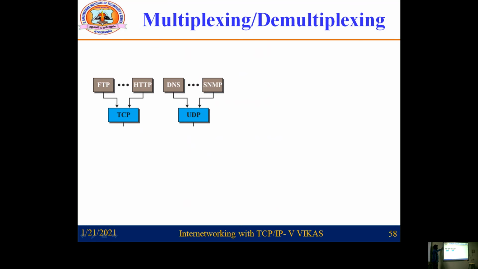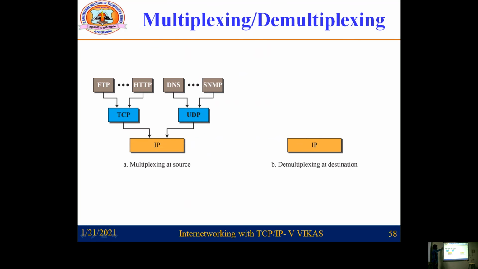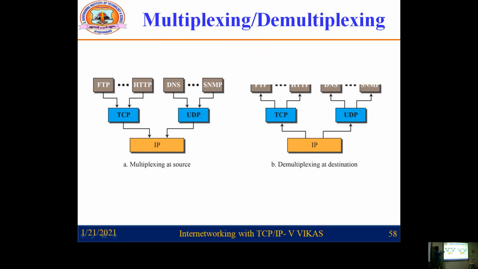Next, multiplexing and demultiplexing. I may have several applications running. All those applications are multiplexed to utilize either TCP or UDP. I may have several applications, FTP, HTTP, like that. Any application may be there, but at the transport layer, they have only two options: either go with TCP or UDP. But they have to go with IP.